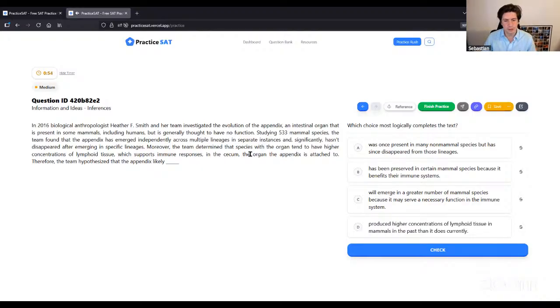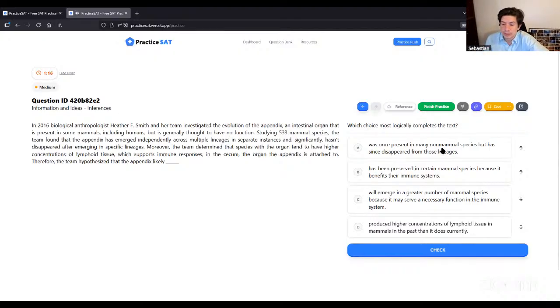Moreover, the team determined that species with the organ tend to have higher concentrations of lymphoid tissues, which supports immune responses in the cecum, the organ the appendix is attached to. Therefore, the team hypothesized that the appendix likely blank. Which choice most logically completes the text?